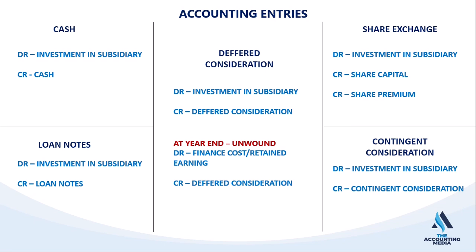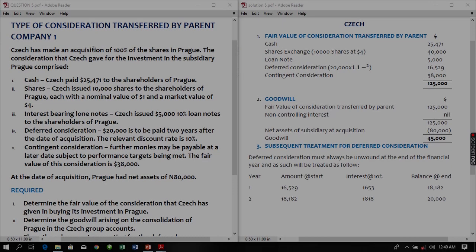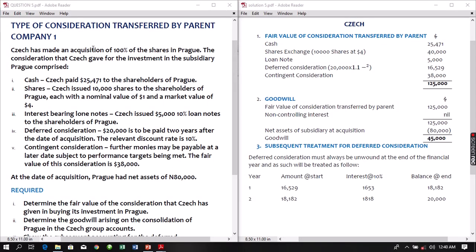Let's look at some examples. Question 1. Czech has made an acquisition of 100% of the shares in Prague. The consideration that Czech gave for the investment in subsidiary Prague comprised: 1. Cash. Czech paid $25,471 to the shareholder of Prague. 2. Shares. Czech issued 10,000 shares to the shareholder of Prague, each with a nominal value of $1 and a market value of $4.